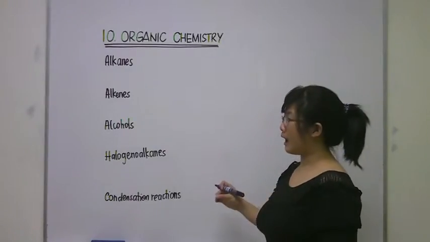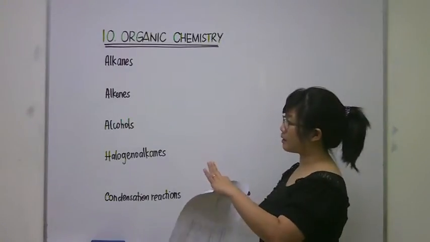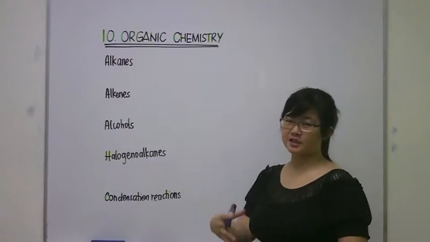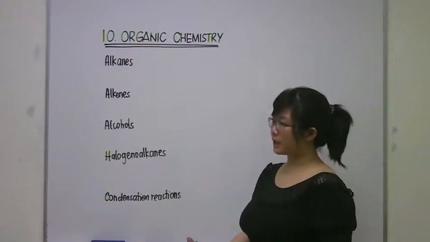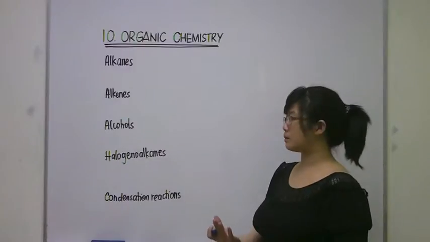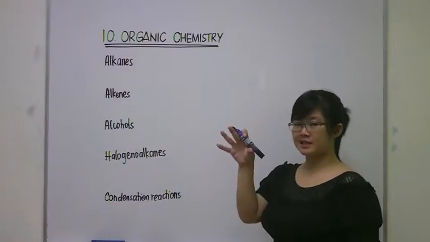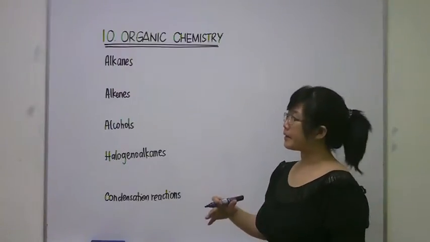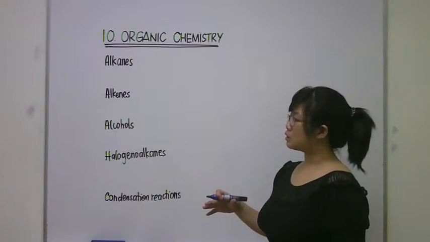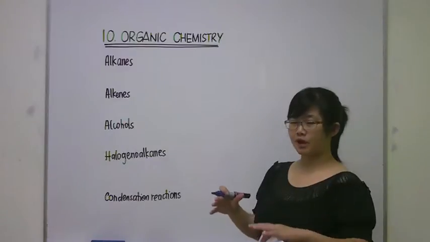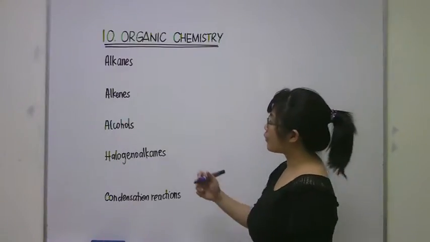Okay. Other than describing the characteristics of each, like alkanes is a saturated hydrocarbon, alkenes have at least 1 C=C double bond, alcohols has OH, and halogenoalkanes has a halide attached in the alkane. You also need to explain about the specific reactions that they undergo. Okay, so for example, alkanes.